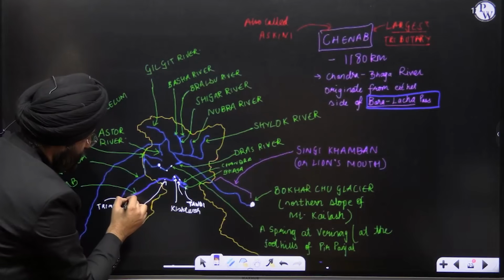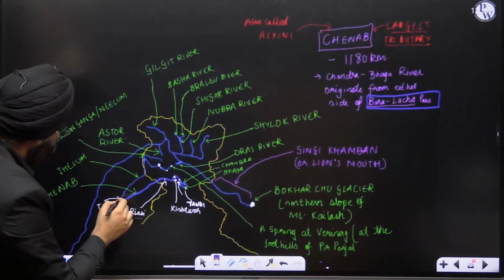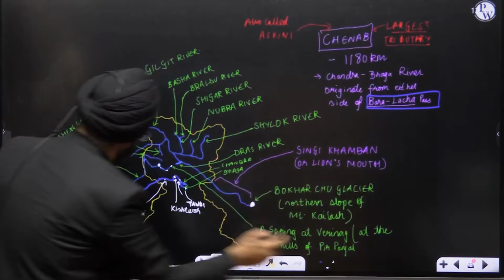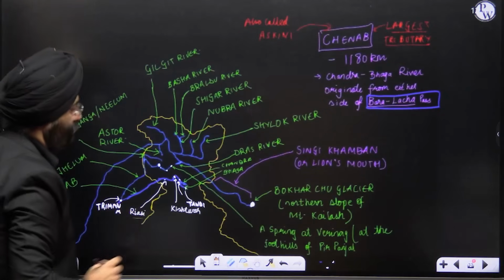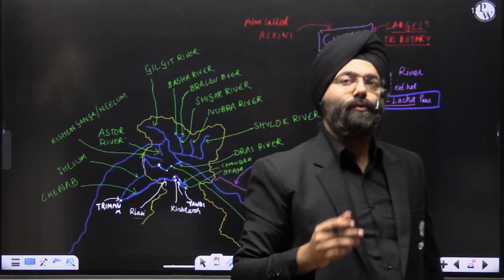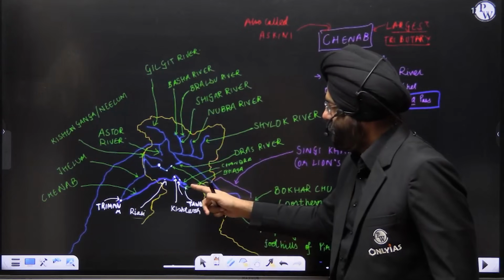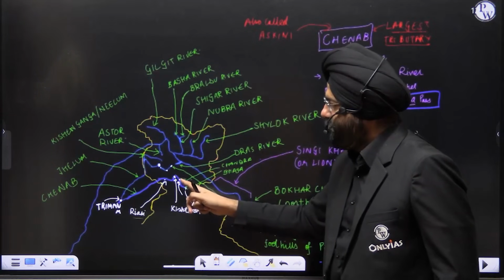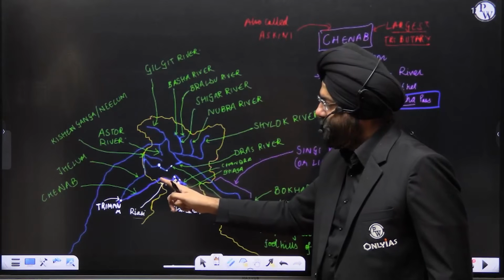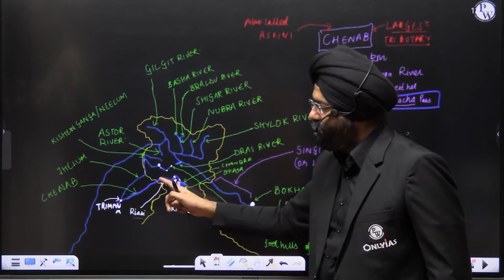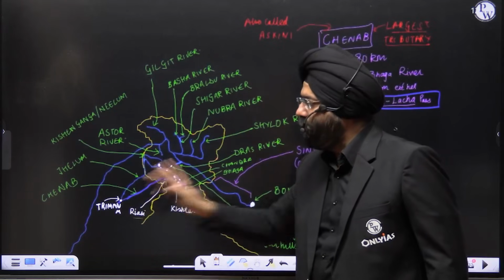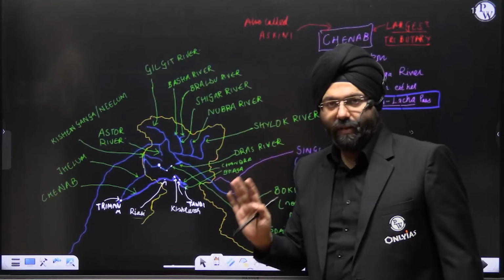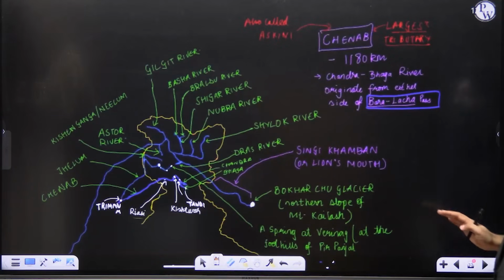and it meets the river Jhelum at a point known as Trimmu. T-R-I-M-M-U. So Chandra and Bhaga meet at Tandi. They move, cross Kishtwar, Riasi. This part has been in India. Then it moves into Pakistan and it merges with Jhelum and meets them at what? A point known as Trimmu. Clear, everybody? Okay, this was something that you should be aware of.